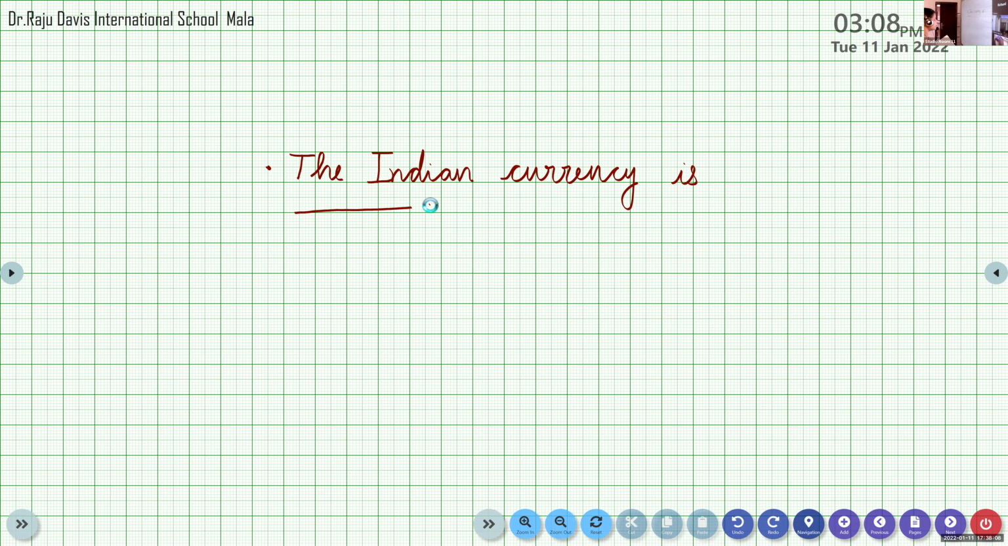Anthony Naiju, what is the Indian currency? What do we call the Indian currency? Rupee. The Indian currency is rupee. Jiju, will you tell me the spelling of rupee? R-U-P-E-E. Very good. The Indian currency is rupee.